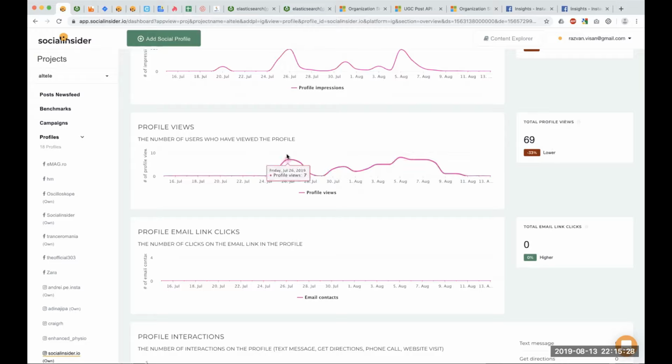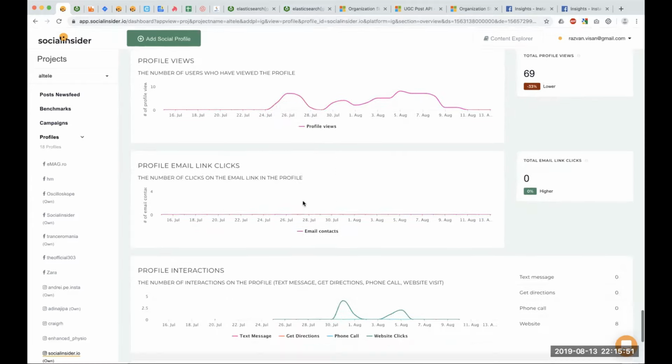Again, if on, for instance, 26th of July, we had 7 profile views, and the next day 6 profile views. Maybe 3 of those 7 and 3 of those 6 were the same accounts, the same profiles, and they shouldn't be, of course, counted twice.